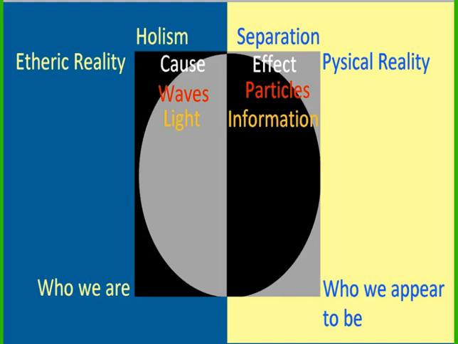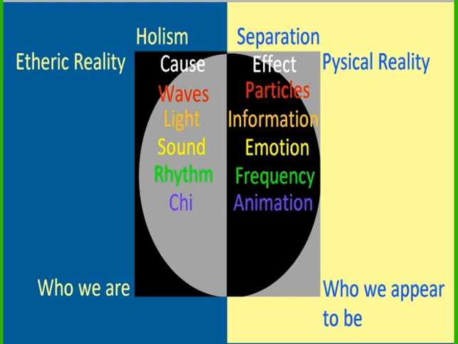Now the ethereal realm causes waves which create particles, which we explained in the mechanics of creation. And the waves are light, which provides information, and sound, which manifests in our reality, material reality, as emotion. The ethereal realm causes the rhythm of life, and its effect in our physical material realm is frequency. And the ethereal realm creates something called chi, or life energy. And in our material realm, the effect of this is animation.